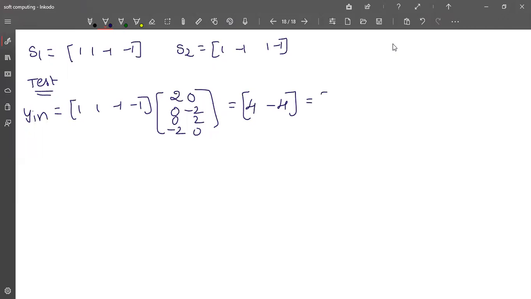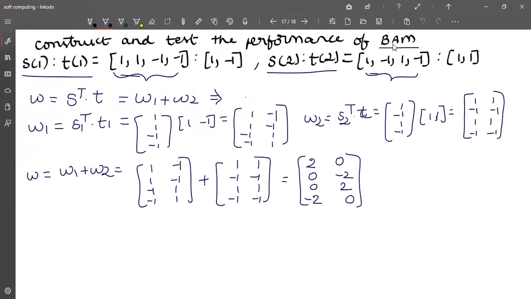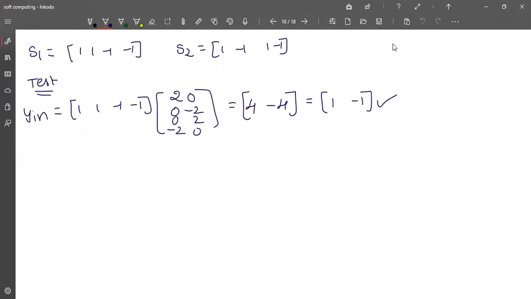If you apply activation function, we will get 1 and minus 1. Since 4 is greater than 0, we'll get 1, and minus 4 is less than 0, we'll get minus 1. If you observe, this 1 and minus 1 is the target of the first input vector. So we have obtained the correct response.